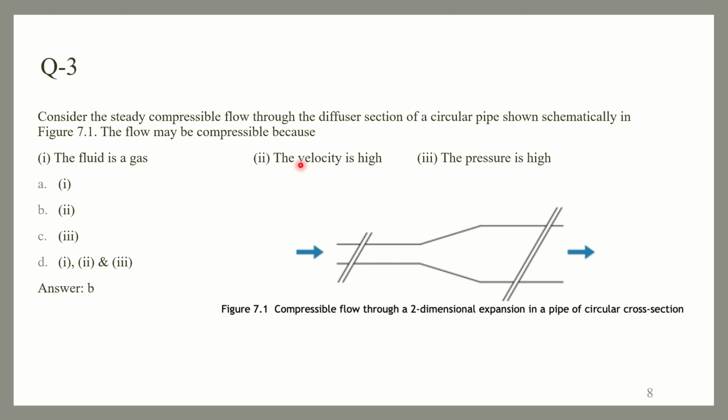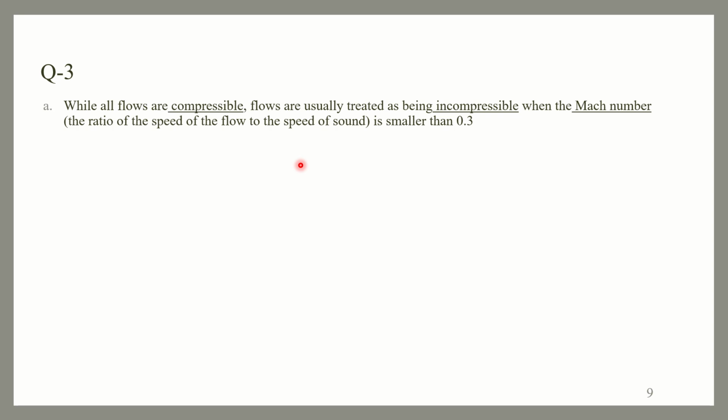That is B. B is the right answer. While all flows are compressible, flows are usually treated as being incompressible when Mach number is smaller than 0.3. On the other hand, Mach number greater than 0.3 means that the flow is compressible.